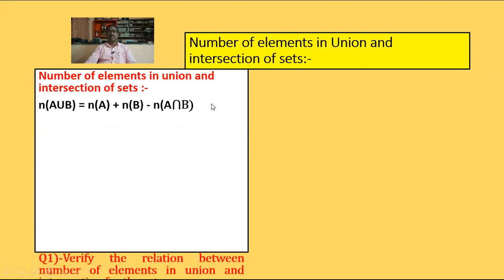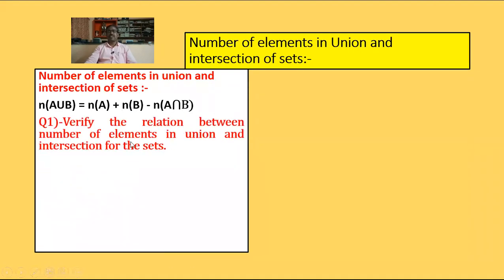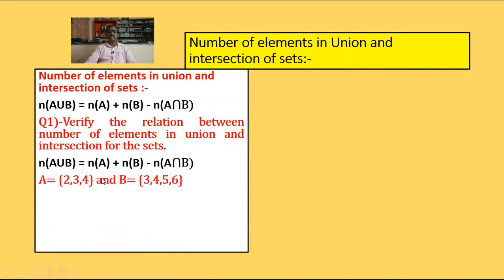Verify this property. Verify the relation between number of elements in union and intersection for the sets. n(A union B) is equal to n(A) plus n(B) minus n(A intersection B). Let us consider set A. Set A contains 2, 3, 4 and set B contains elements 3, 4, 5, 6. First to find A union B. Take all elements in set A and B. Then we get A union B is equal to {2, 3, 4, 5, 6}.